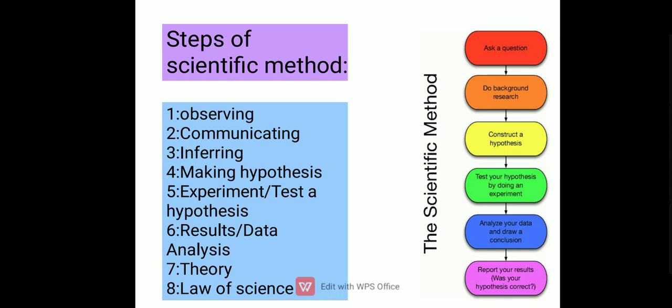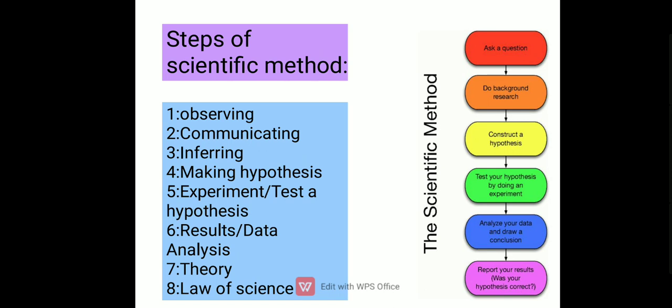We have a flow chart as well on the side of the page. If you have asked a question, you will do background research on it. If you are a scientist following the scientific method, you will construct a hypothesis, test your hypothesis by doing an experiment, analyze your data and draw a conclusion, and report your results, whether your hypothesis was correct or not, right? These steps you have to follow when you are solving a scientific problem, or any problem, by the scientific method.